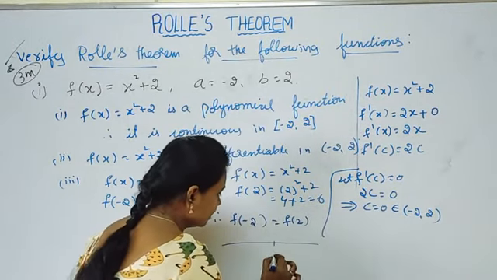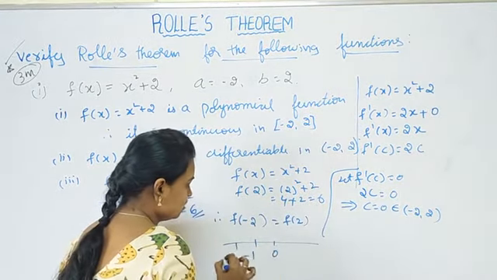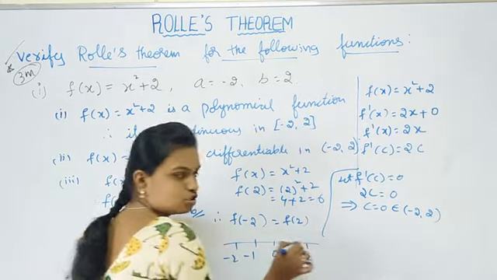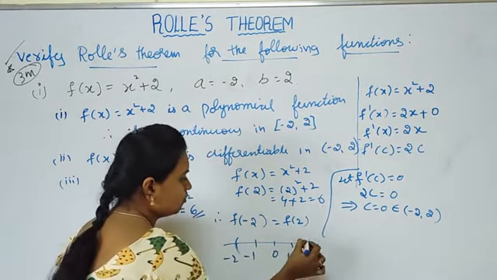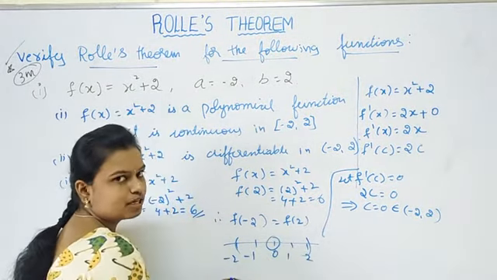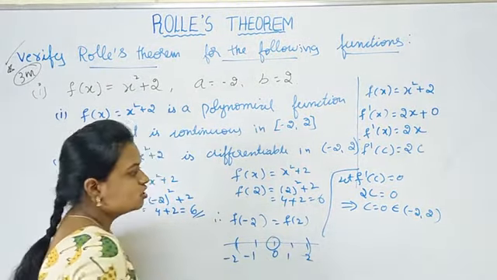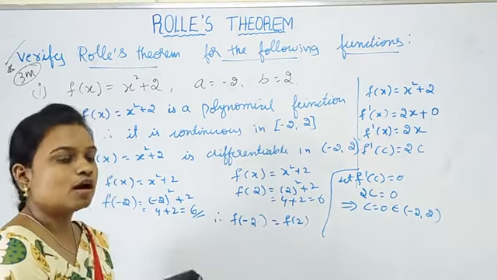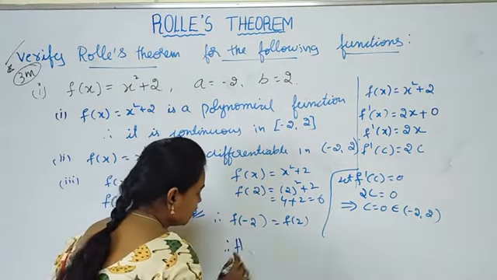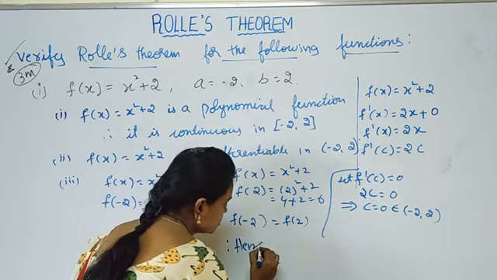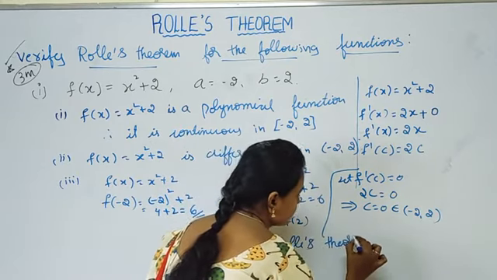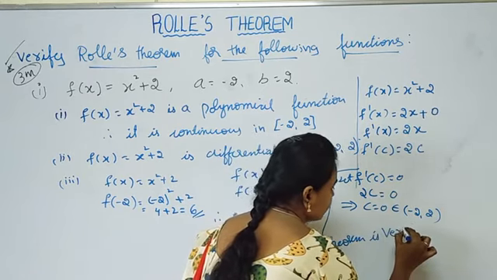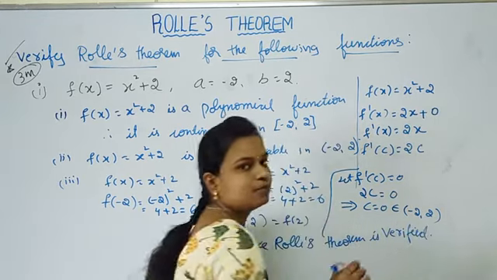In the number line here we have 2, -1, -2, +1, +2. So we get c as 0, and the interval is what? -2 comma 2, and 0 belongs between -2 comma 2, right? So the value of c is 0, and that 0 belongs to open interval -2 comma 2. Therefore, hence Rolle's theorem is verified.